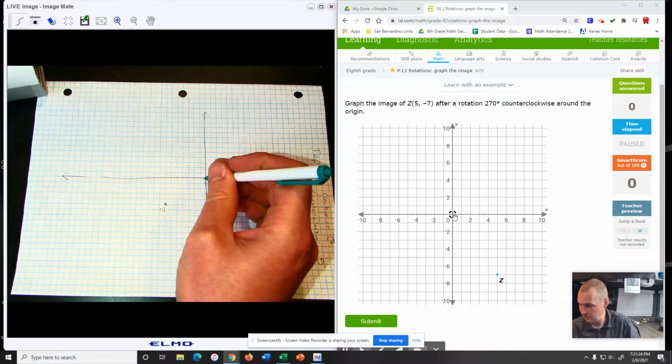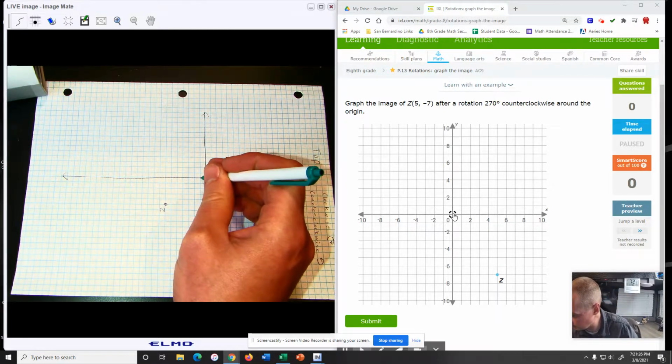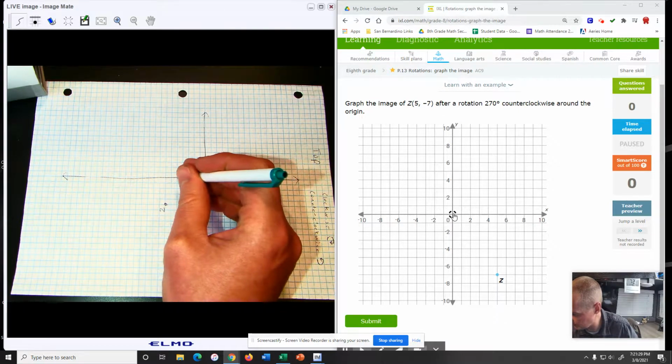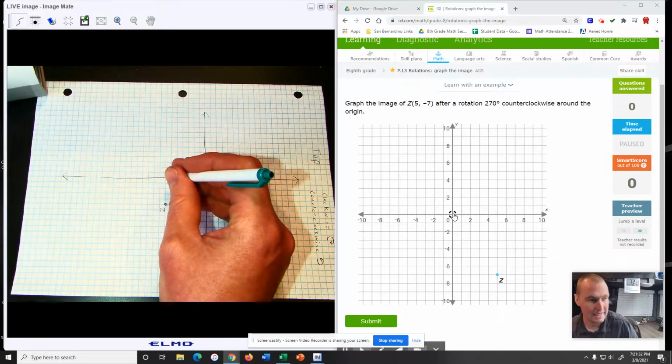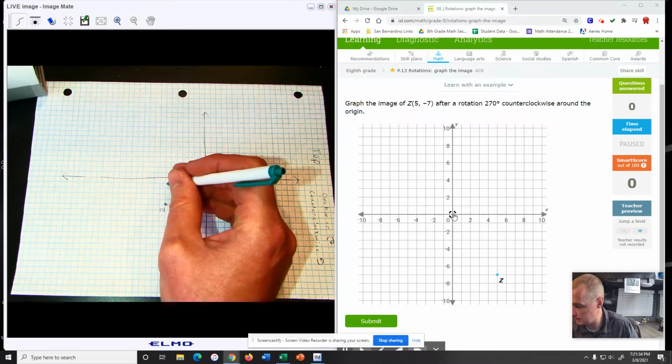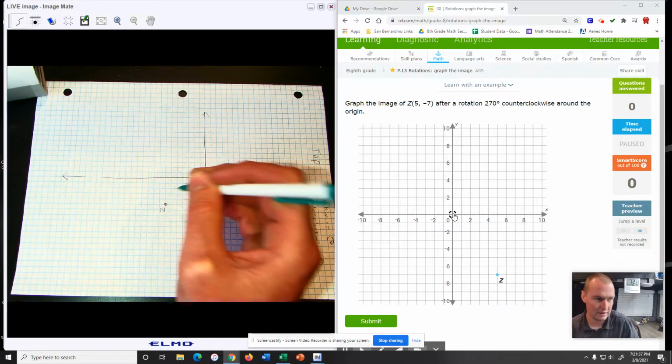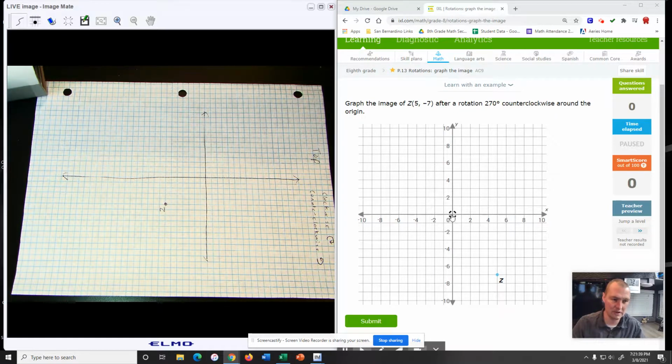So here's what you do. Find out where it's located. We're going to go -1, -2, -3, -4, -5, -6, -7, and down -5. -1, -2, -3, -4, -5. And that's how we get to it. So the IXL, I'm going to do the same thing. Here we go. -1, -2, -3, -4, -5, -6, -7, and down 5. -1, -2, -3, -4, and -5. And voila. We took Z, took it 270 degrees, and plotted it.